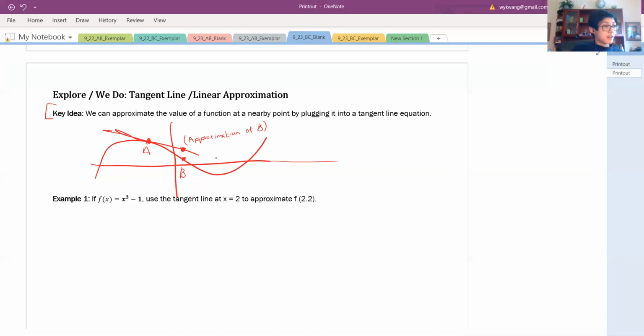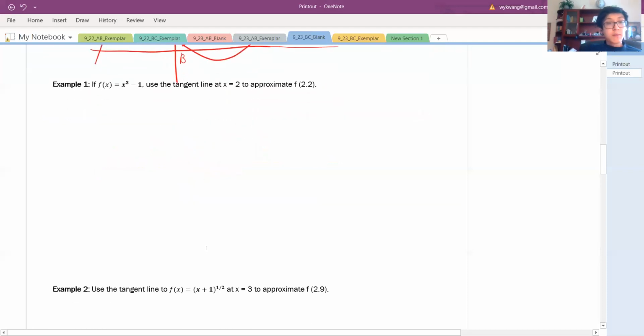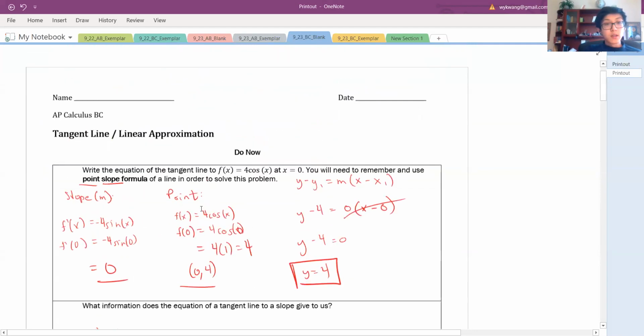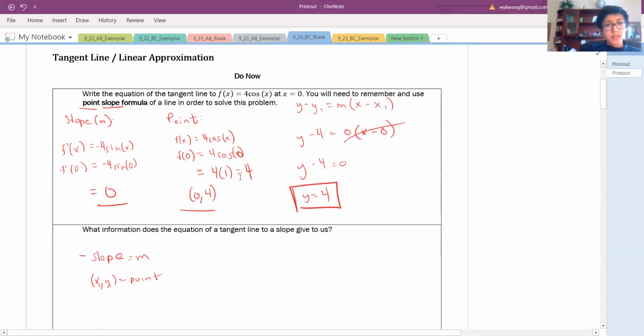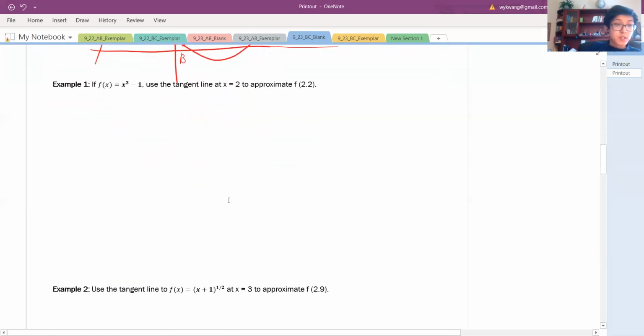I feel like a lot of you could probably figure out how to do one of these problems without me explaining any further, because you know the x value of B, and you know how to find the equation of the tangent line. So I think the next steps are pretty intuitive, but we're going to go through an example right now. I'm going to do this really quickly because we already did this process in the do now. Our first step is just going to be to find the equation of the tangent line.